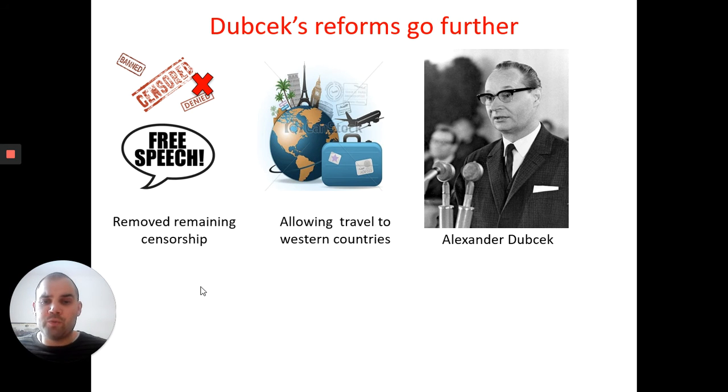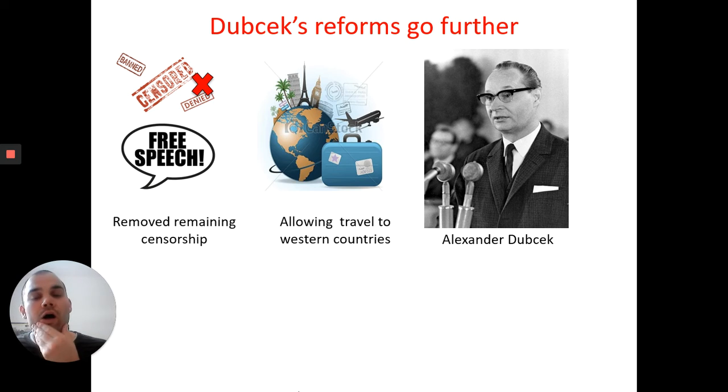Now, as the months went on, he comes to power in January 1968, and Dubček's reforms start to go further. In May 1968, 5 months into the Prague Spring, all remaining censorship of the media is removed, to the point that some people from surrounding satellite states like Eastern Germany and Poland were moving to Czechoslovakia to broadcast freely back into their own country. So all censorship of the media is removed in May 1968. And Dubček also announces plans to allow free travel to Western countries.